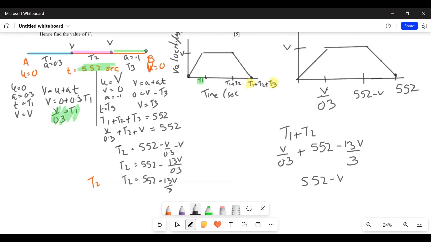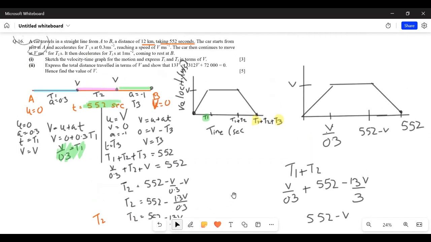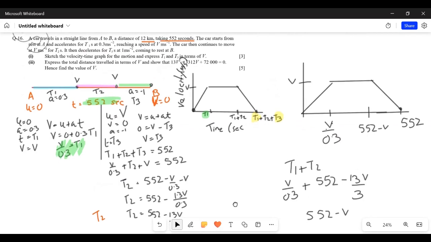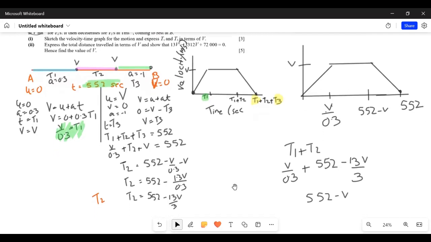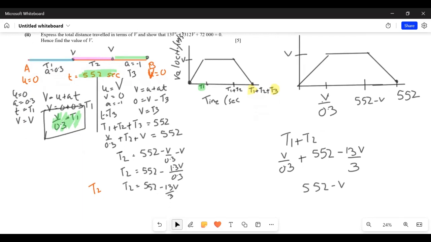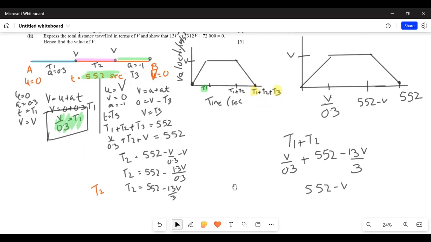Okay, moving on. Sketch the velocity time graph of the motion and express T1, T3 in terms of V. Okay. So T1 came out to be this. And T3 came out to be, where's T3? V. T3 was V. We also found T2.